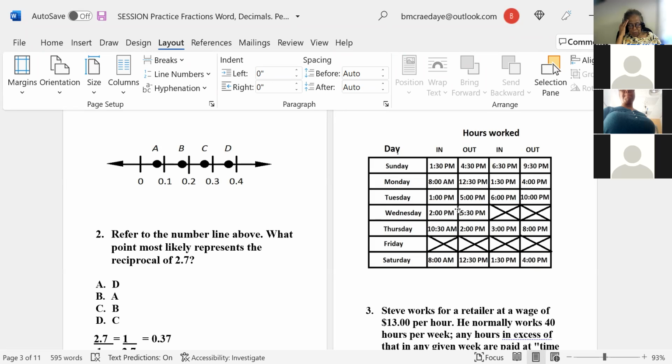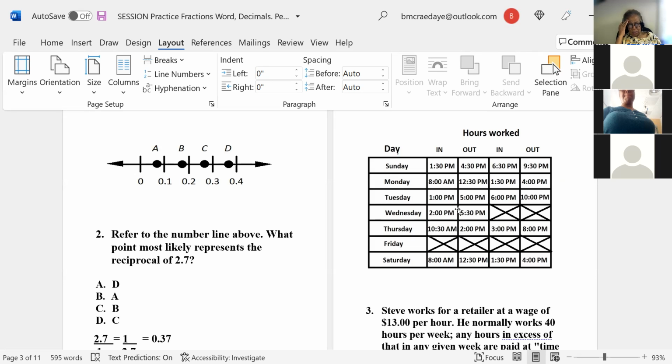Okay. Mercedes, what did you get for Saturday? I didn't finish. One sec. Eight and a half hours. What did you get, Maureen, for Saturday? 6.5. Both of you are incorrect. Eight o'clock to 12:30 is how many hours? 8, 9, 10, 11, 12. That's four and a half hours.